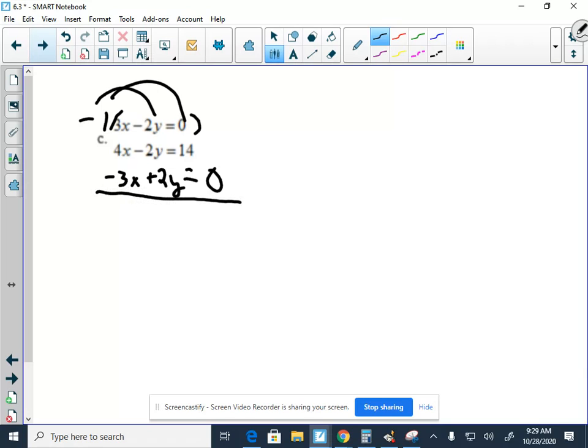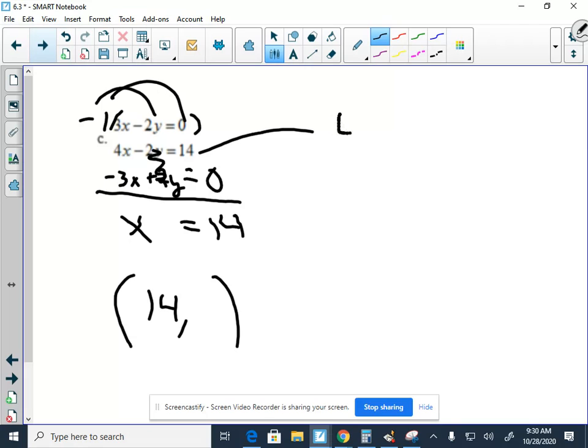This is 4x subtract 3x gets us 1x. The 2y and the negative 2y eliminate, and 14 plus 0 is 14. So we already have part of our answer again. X is 14. Now we take one of the equations. Again, you can take either equation. I'm just going to take this second one.